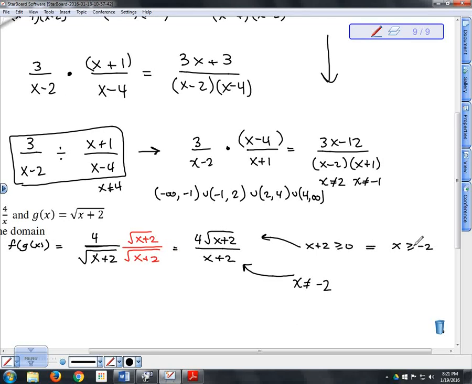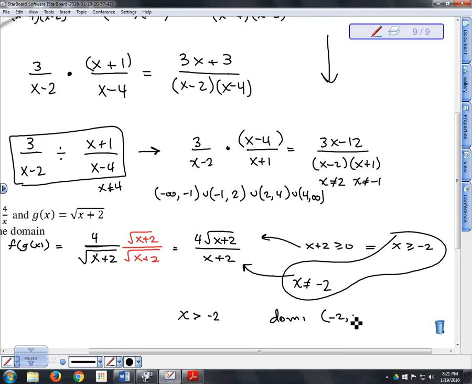So now we've got to figure out how to combine these 2 statements. X has to be greater than or equal to negative 2, but x cannot equal negative 2. So all that needs to be dropped is the equal to part of the inequality. X has to be greater than negative 2. So the domain is from negative 2 to infinity with a parenthesis, not a bracket.